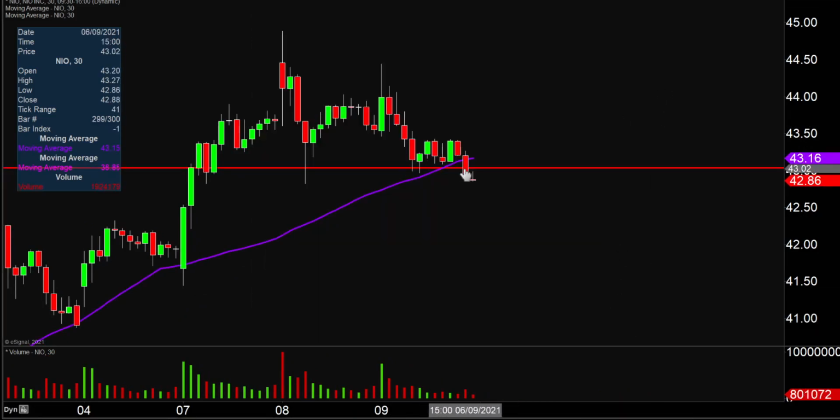And after, late afternoon here, the price is now broken down below $43. So in the very near term, $43 is now going to be that initial area of resistance. Good news is it's not like the price is super far below it.